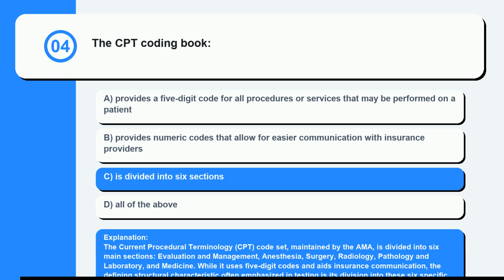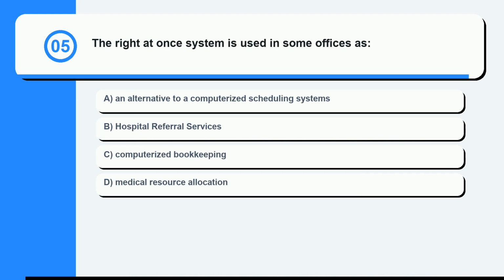Is divided into 6 sections. The Current Procedural Terminology, CPT, code set, maintained by the AMA, is divided into 6 main sections: evaluation and management, anesthesia, surgery, radiology, pathology and laboratory, and medicine. While it uses 5-digit codes and aids insurance communication, the defining structural characteristic often emphasized in testing is its division into these 6 specific sections.